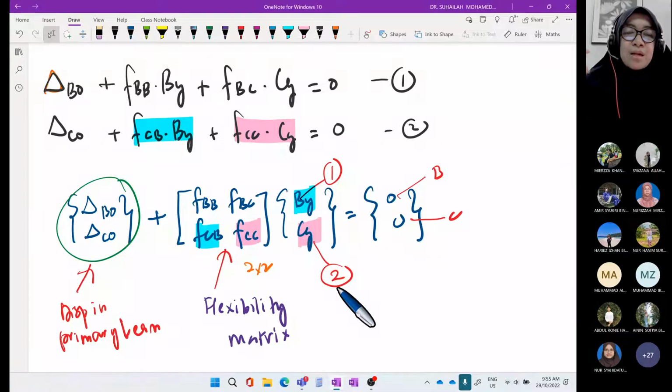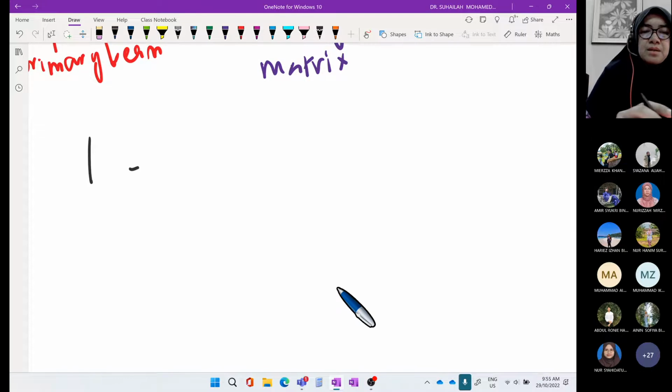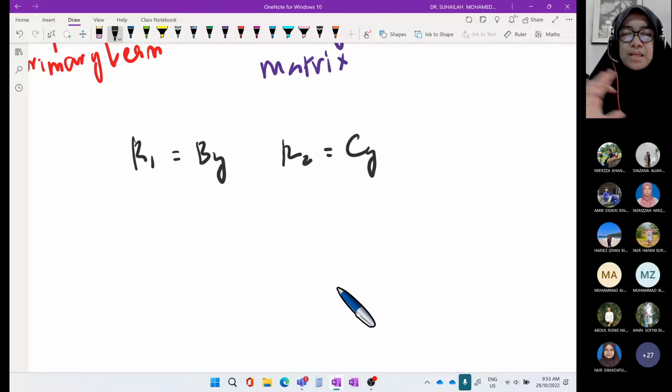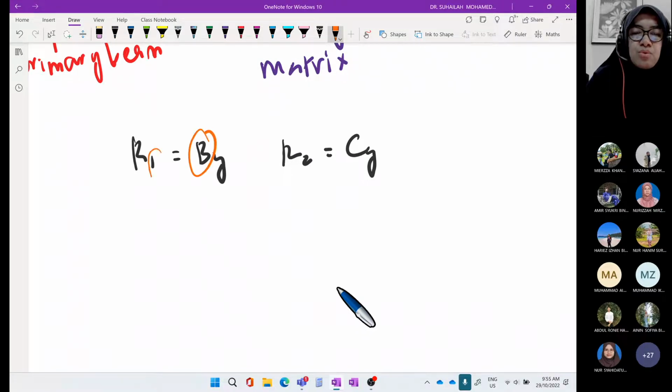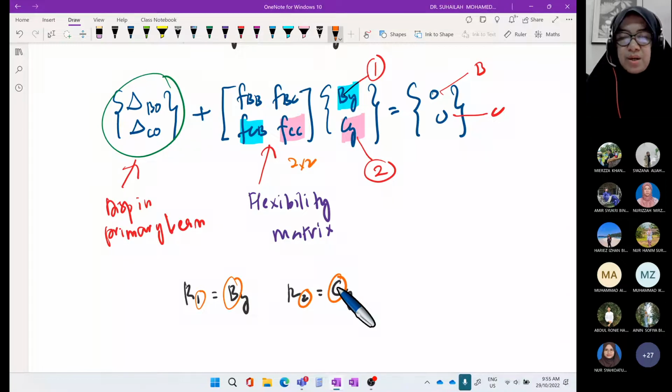So we will summarize this derivation of the compatibility equation for two redundant in one standard form. R1 is BY, R2 is CY. It means that we will change all B to 1, all C to 2. Using this equation again, all B we will change to 1, all C we will change to 2.